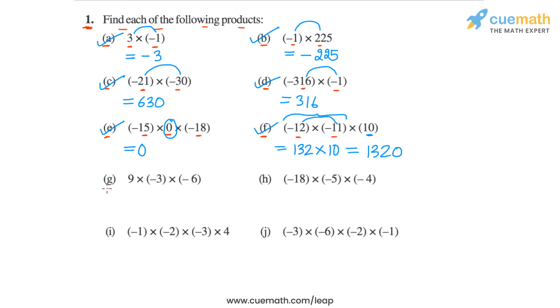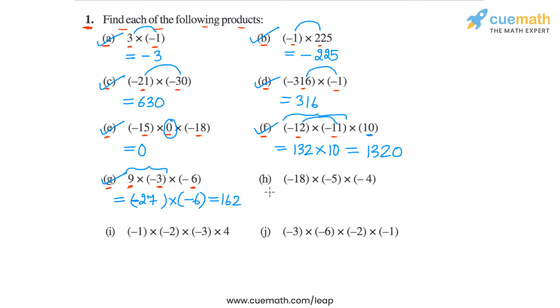Then in part G, we have to calculate 9 into minus 3 into minus 6. Again, there are 3 terms in the product. So let's first calculate 9 into minus 3. The magnitude is 27 and one term is negative, so we have minus 27 as the product. Minus 27 into the third term, which is minus 6. So this product will be equal to 162.